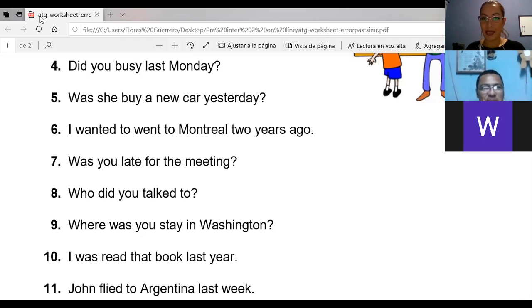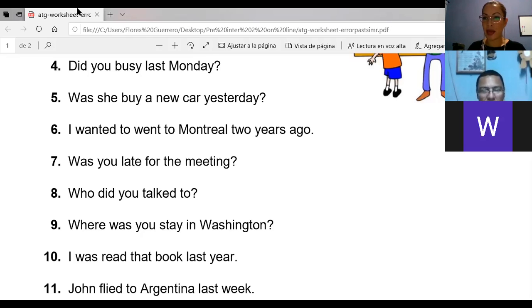Okay. Esto es, René, acuérdese que el pasado simple, digamos que lo dividimos en dos, básicamente. El pasado simple con el verbo to be y el pasado simple con los demás verbos. Cuando usamos el pasado simple del verbo to be, ¿se recuerda cuál es el pasado del verbo to be? Was and were. Y no se usa el auxiliar did. Entonces sería: were you busy last Monday?